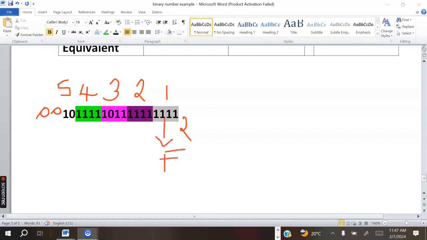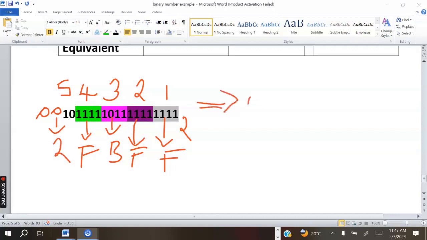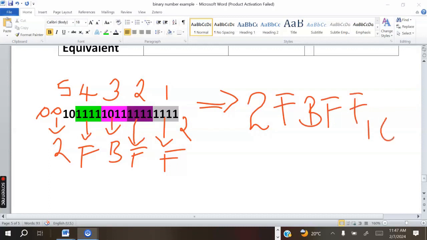This is supposed to give us f. This is giving us f, 10, 11. This one is supposed to give you b. This one is supposed to give you f. Then for 0, 0, 1, 0 supposed to give you 2, this last bunch. So the final answer should be 2 f b f f base 16.